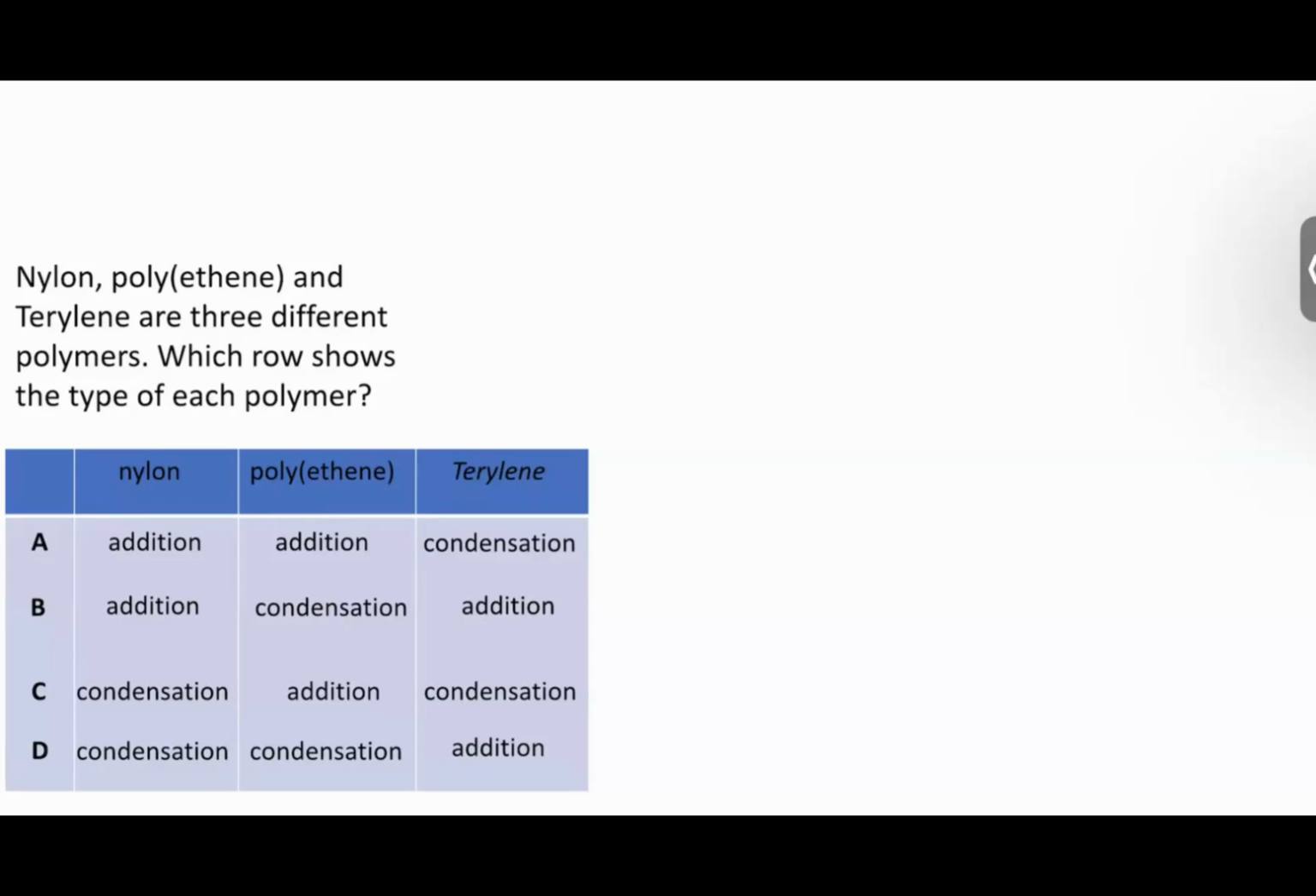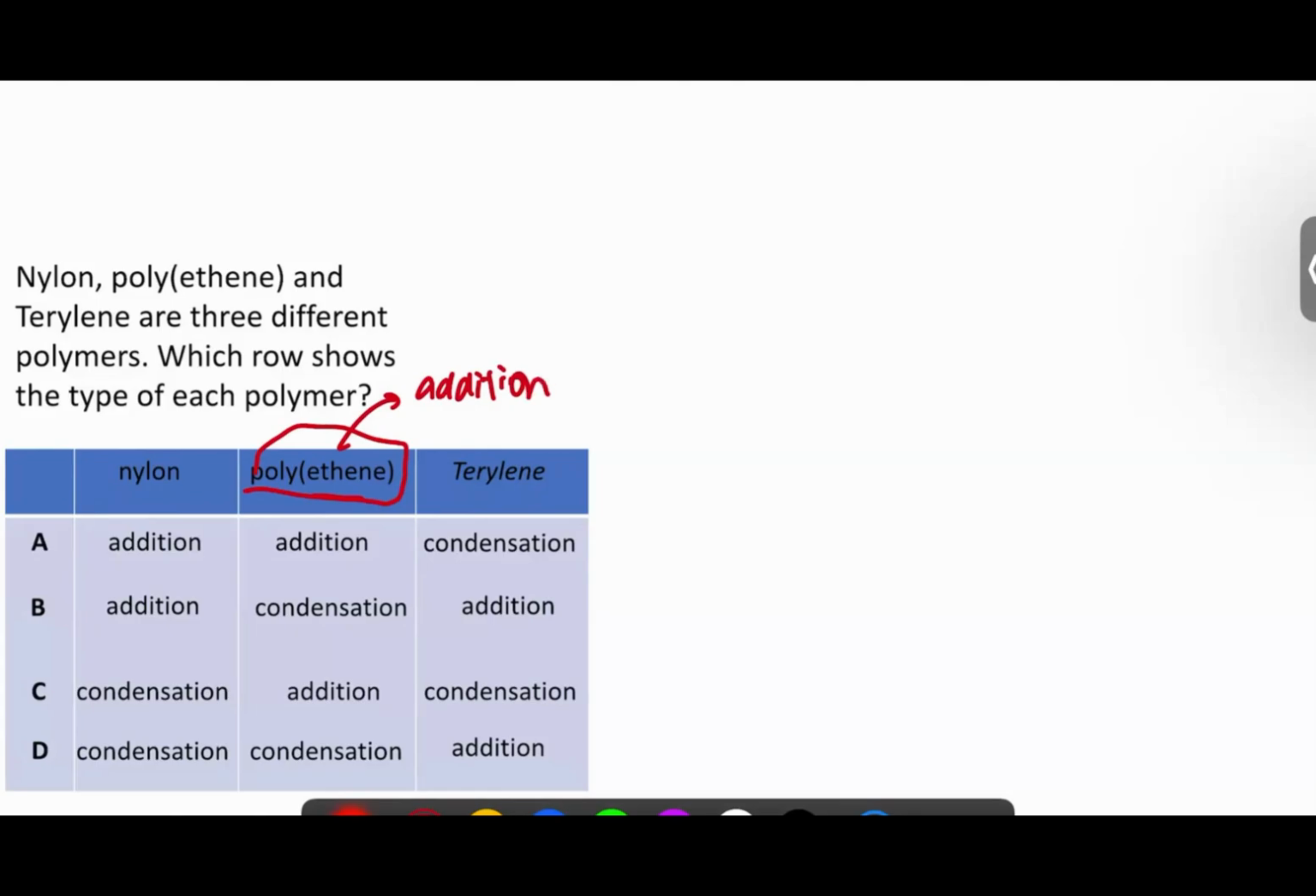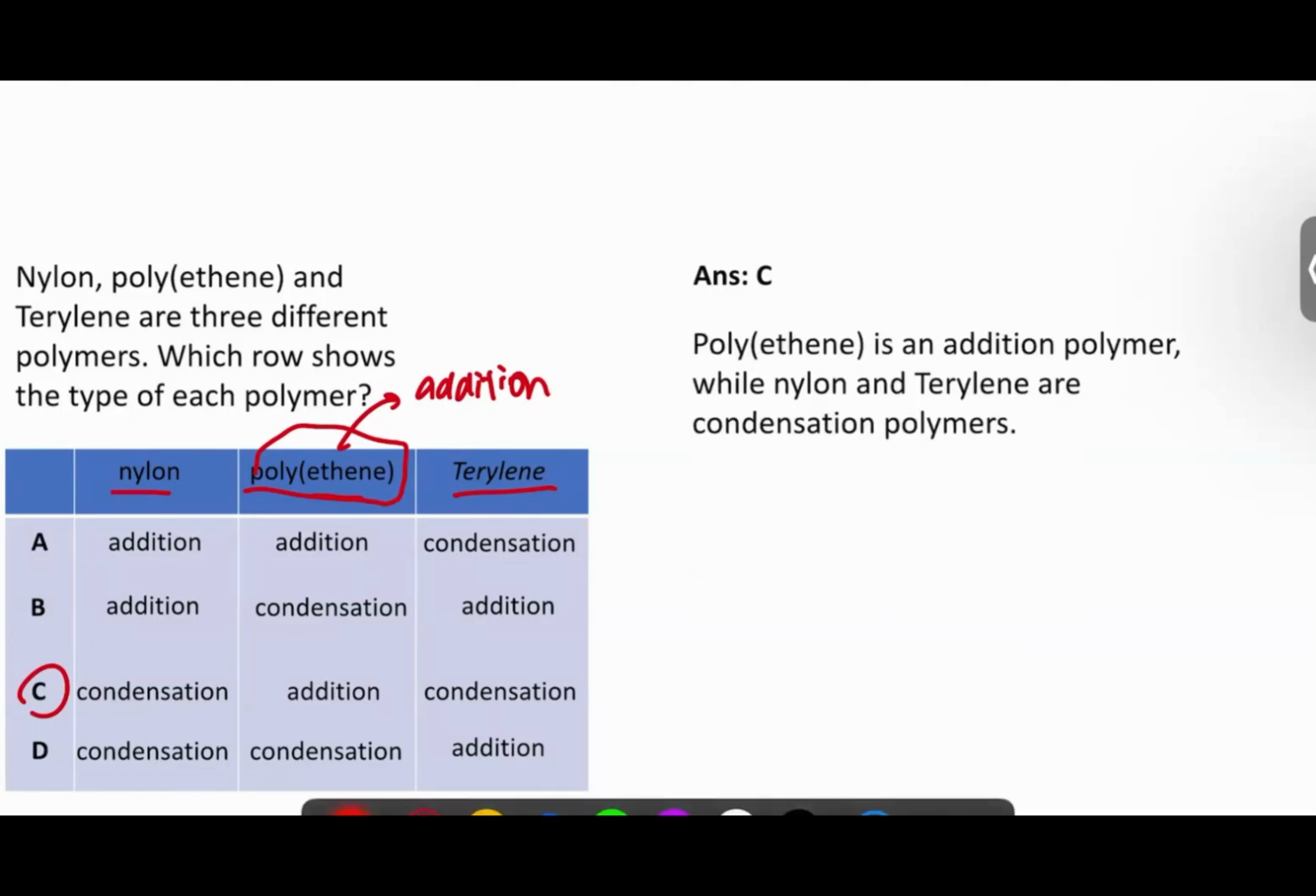From the example here, we have nylon, polyethylene, and terylene. Polyethylene, we'll go through addition, so the type of polymer is addition. And nylon and also terylene are actually under condensation. So the option would be C. Polyethylene is an addition polymer, while nylon and terylene are condensation polymers. Okay, so next question.